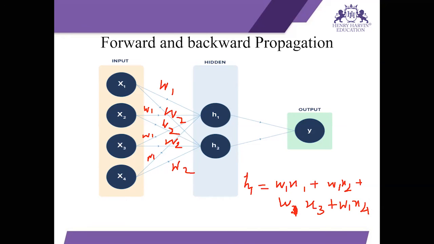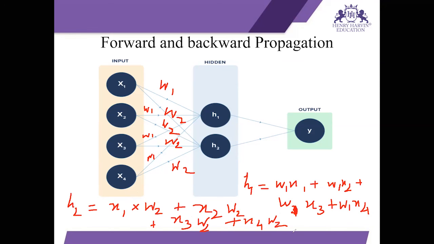Similarly, I can write for H2 also. When I write for hidden node 2, can you tell along with me? I can write X1 into W2, plus X2 into W2, plus X3 into W2, plus X4 into W2. Hope it is clear to you, right? So what is this W? W is nothing but the weights that connect the input layer to the hidden layer. So we have a set of weights from the hidden layer to the output layer, right?